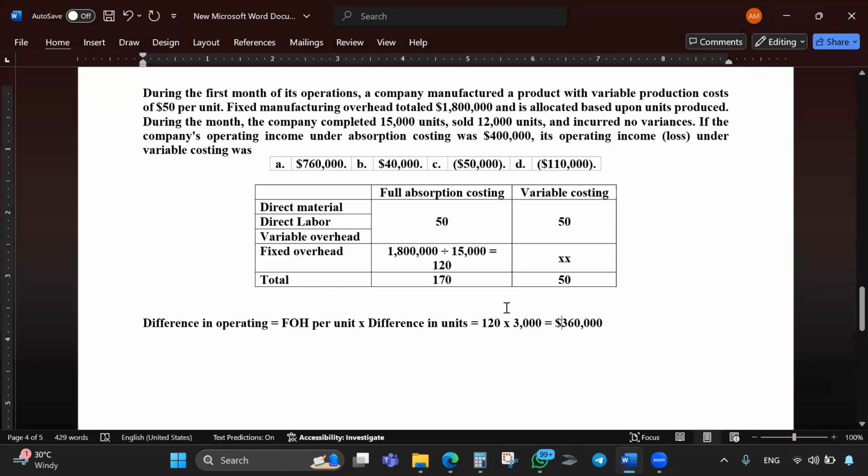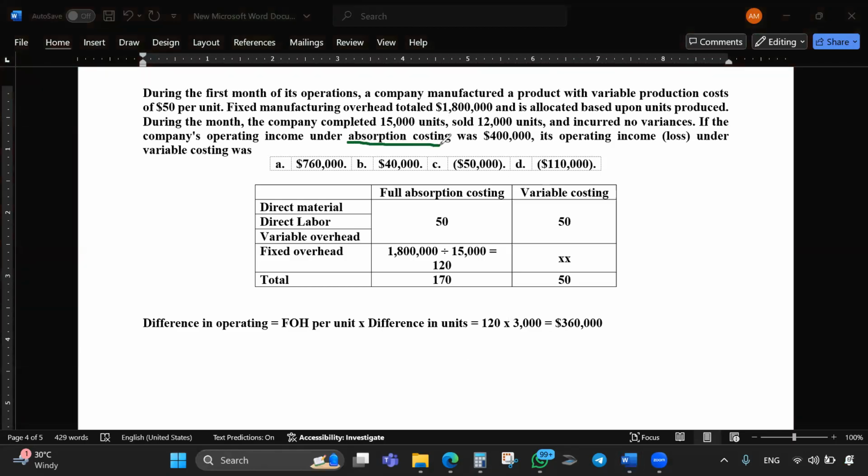So the difference between the two methods will be $360,000. So if the full absorption method operating income is 400, the difference between this amount and the amount that appears in the variable costing will be 360. So what are we going to do, are we going to add the 360 to 400 or subtract it? There is another rule that you have to know.